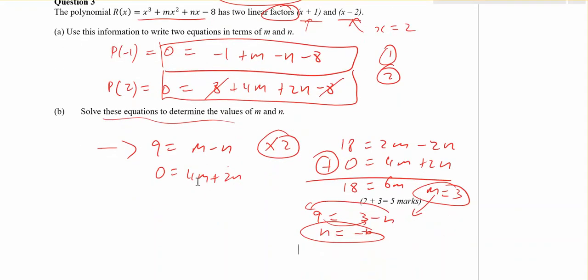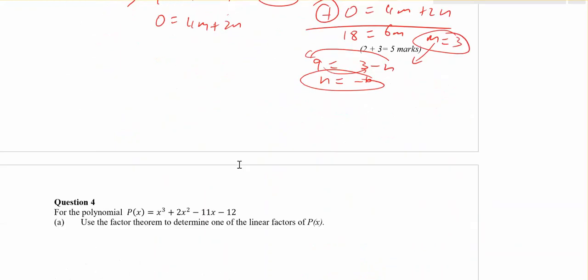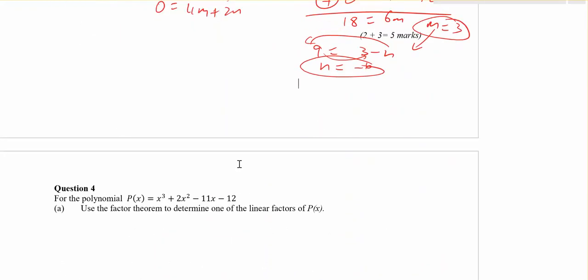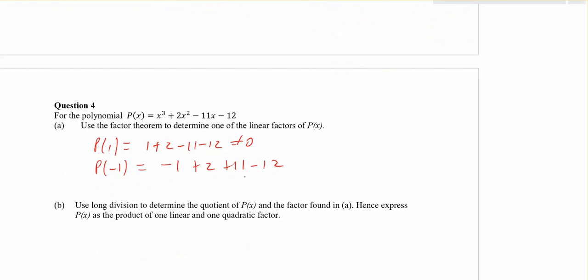Question 4. For the polynomial, this, use factoring to determine one of the linear factors. So p of 1, 1 plus 2 minus 11 minus 12, obviously does not give you 0. p of negative 1, let's try that. Negative 1 plus 2 plus 11 minus 12. That's negative 13 plus 13. Yes, that does give me 0. So we're happy. So determine one linear factor. Read the question. We want to spell out what the factor is. So x plus 1 must be a factor. It's the opposite of what you sub in.